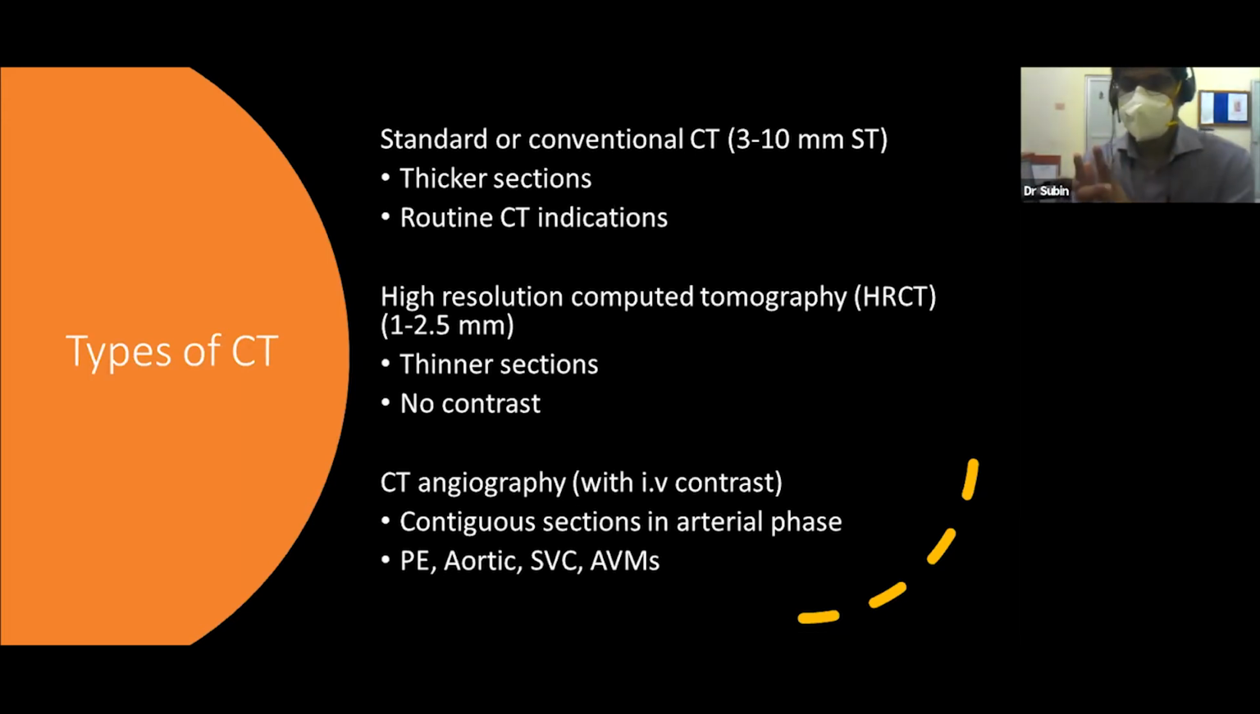So just because a CT thorax is done doesn't mean that we might not be able to get an HRCT image out of it. We can still get thin sections out of it, because the raw data is actually thinner sections than that. Okay, so that's about CT.